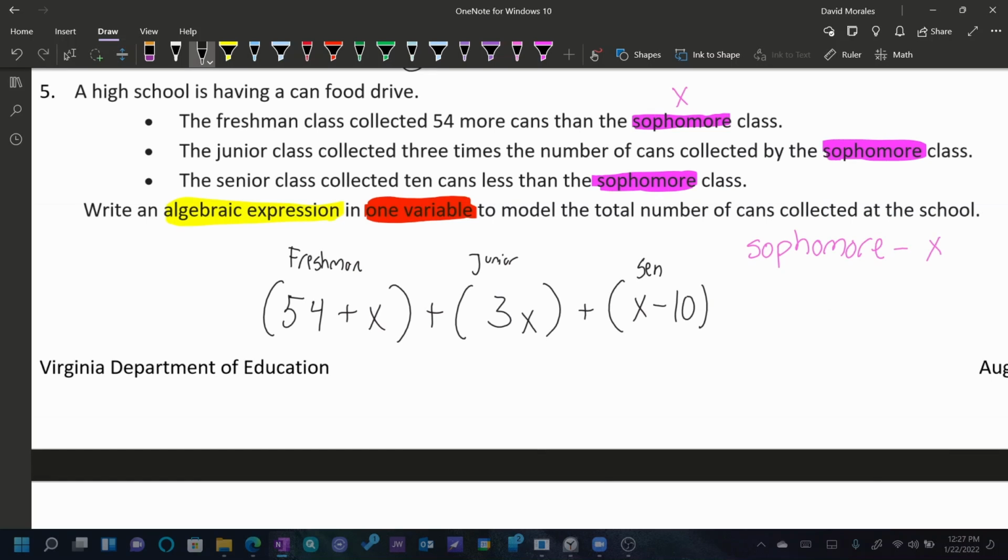Now, did you notice I didn't use any equal signs? I'm not saying this is equal to anything. If I find out what X is, if they say, hey, X is 15, then I just replace all of my X with 15 and add these numbers up. That's how much the total number would be collected at school. Okay? That's it.